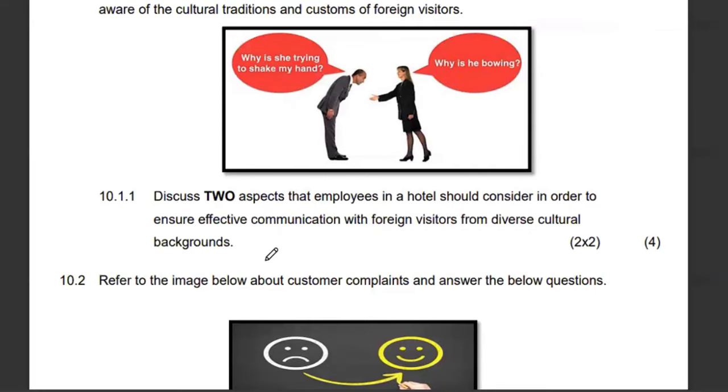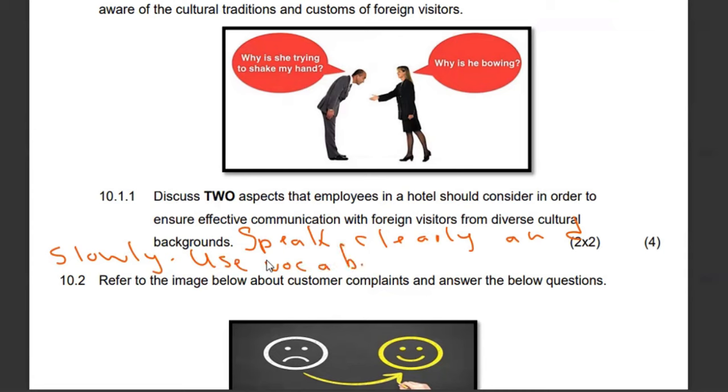So the first thing is that you must speak clearly and slowly. Number one, speak clearly and slowly. Then use vocabulary that is easy to understand. Your vocabulary shouldn't be too much. It should be easy to understand.